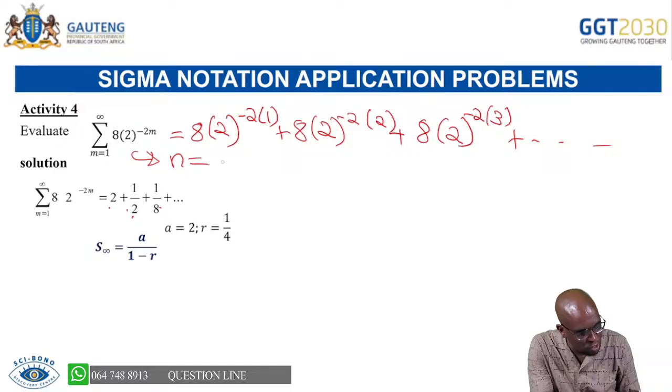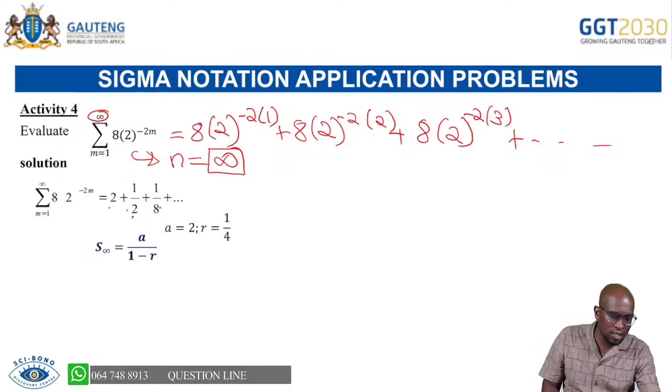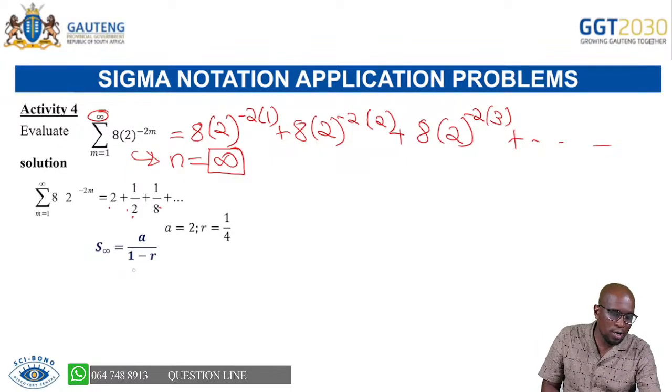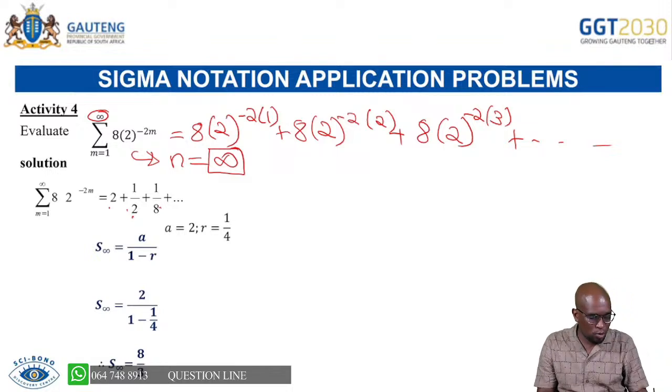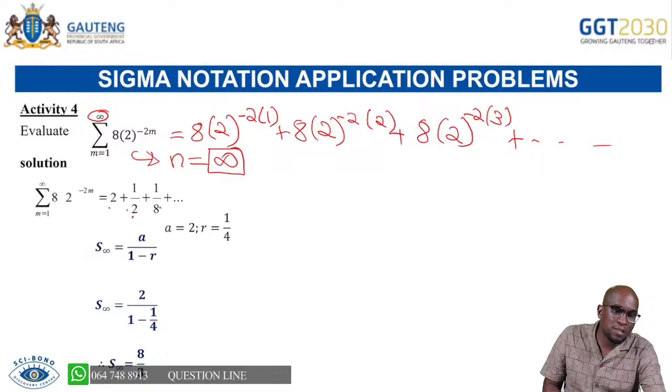Because we have infinite terms, it means that we are going to be adding the sum to infinity. So we would use S infinity as a divided by 1 minus r. So in doing so, we substitute our values there. After substituting our values, we get that the sum to infinity is equal to 8/3. So we've summed up the terms using the sigma notation.